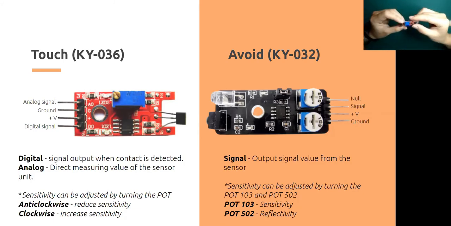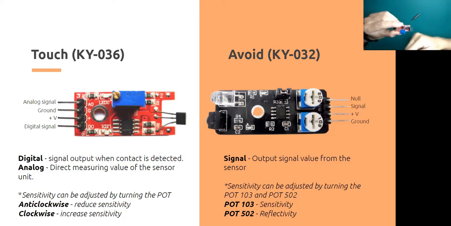To know which side is clockwise and anti-clockwise, you look at the words here, the T and M, or look at this. Basically now this is facing you. Going clockwise will increase the sensitivity, while going anti-clockwise will reduce the sensitivity. We will see how it works when you start to code for the touch sensor.